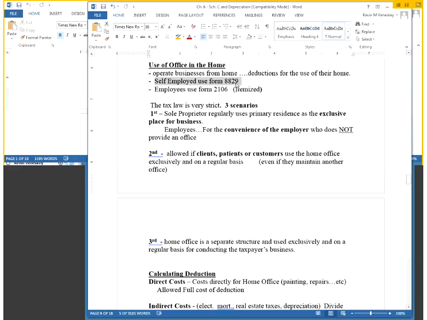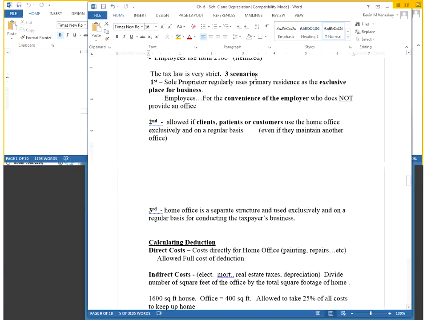If you're self-employed, you're going to show all of this on Form 8829, home office. And the IRS and Congress give us 3 scenarios where it's okay to use a home office. If you don't fit into one of these 3, then it's a good chance you won't be allowed to deduct home office expenses. So the sole proprietor, somebody who has their own business, uses their main office as their primary place for their business. So you don't have any other.